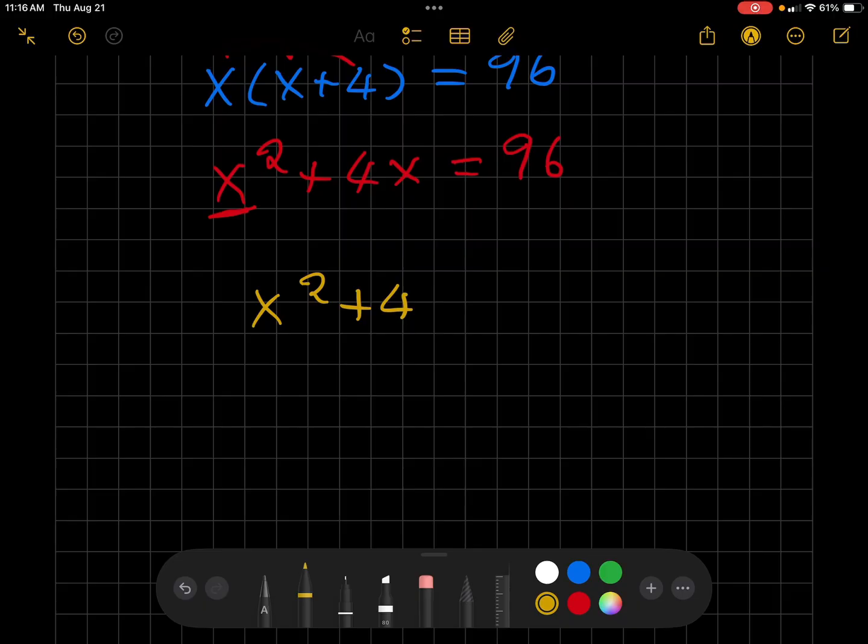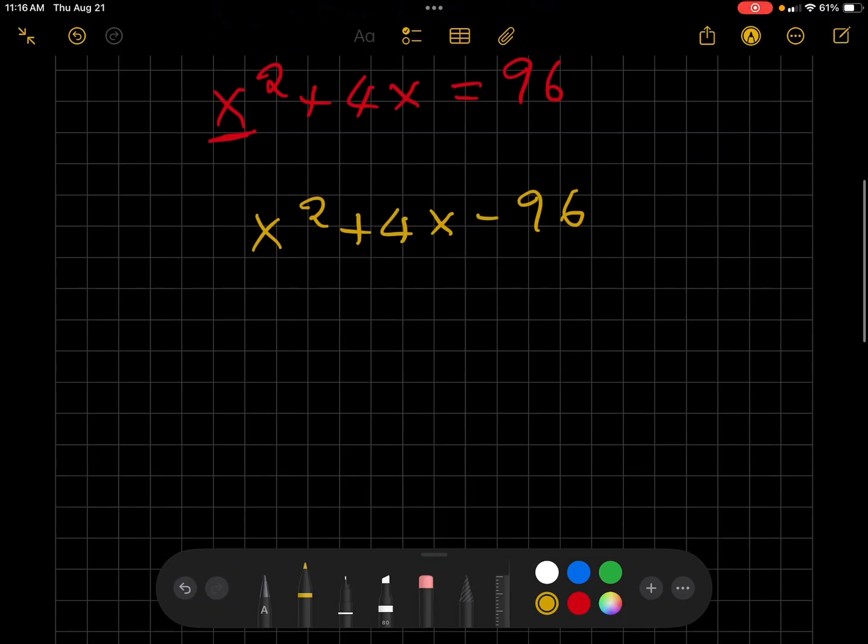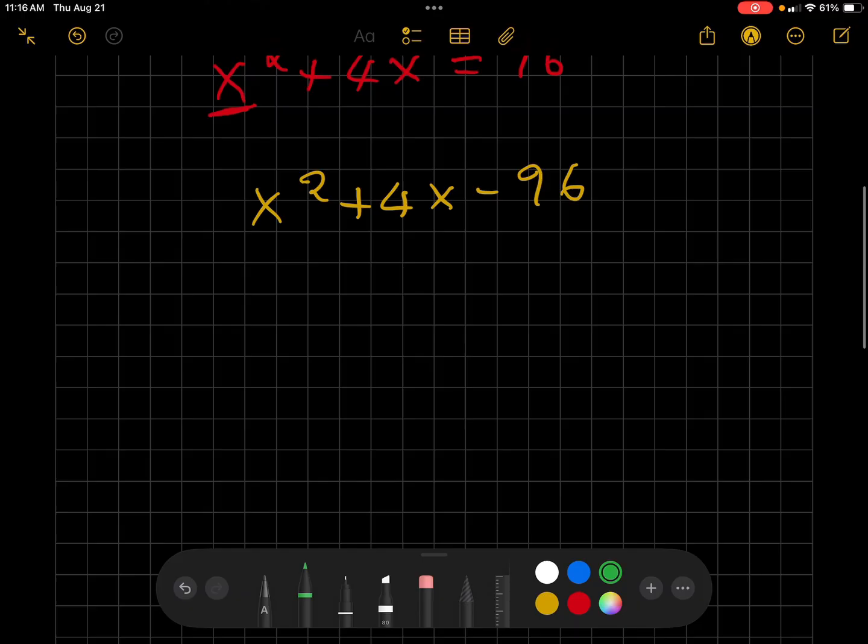So I'm just going to bring everything to one side of the equal sign. So my whole trinomial is x squared plus 4x minus 96 equals 0. There's two ways you can solve a quadratic. You could either factor using two numbers that add to get your middle value and multiply to get your end value, so adding to get 4x and multiplying to get 96. But I can't think of any numbers like that, so we're going to hop straight to our quadratic formula.